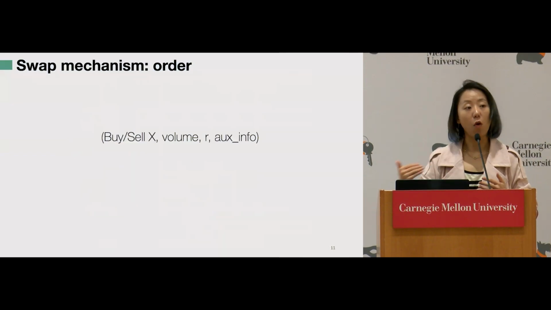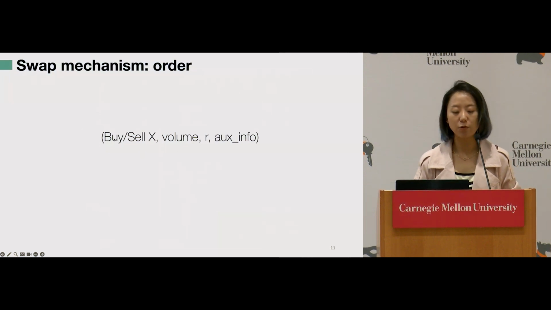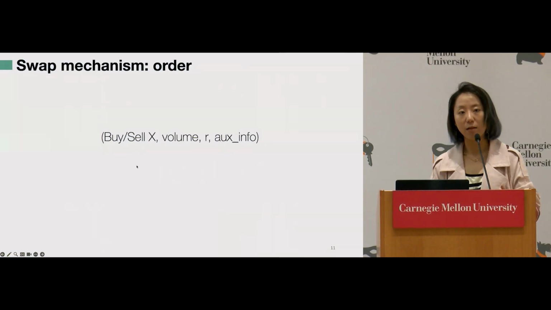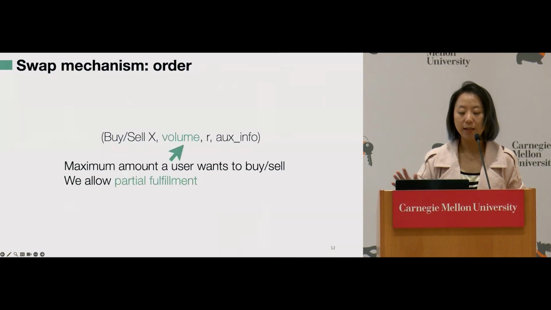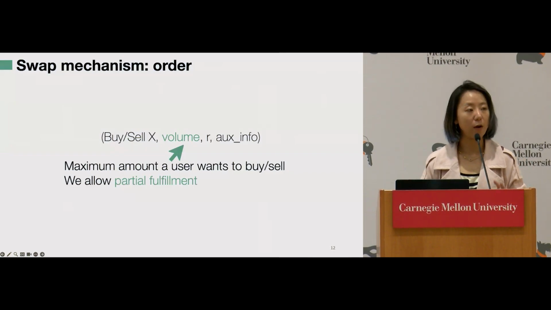Now users submit orders to trade with the pool. And our orders contain 4 attributes. The first attribute specifies the type. It's either buy apple X or sell X. The second attribute is volume. It specifies the maximum amount a user wants to buy or sell. In this mechanism, we allow partial fulfillment. So if I submit a buy order with volume 10, I want to buy 10 apples. It is possible that I end up only getting 8.